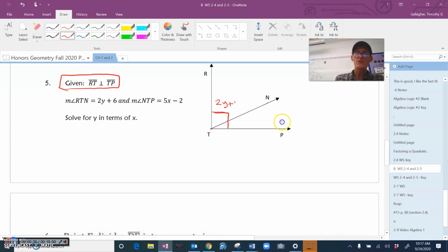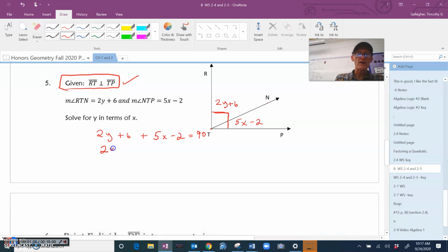2y plus 6 is the expression that goes in the angle. 5x minus 2 is NTP. So 2y plus 6 plus 5x minus 2 equals 90 degrees based on this fact here.